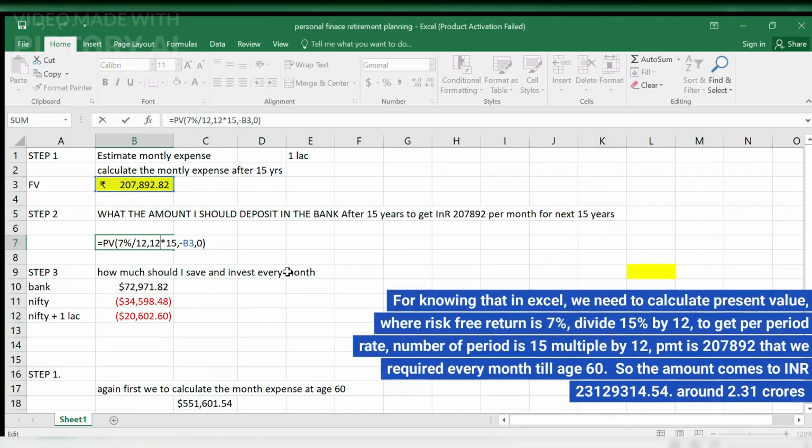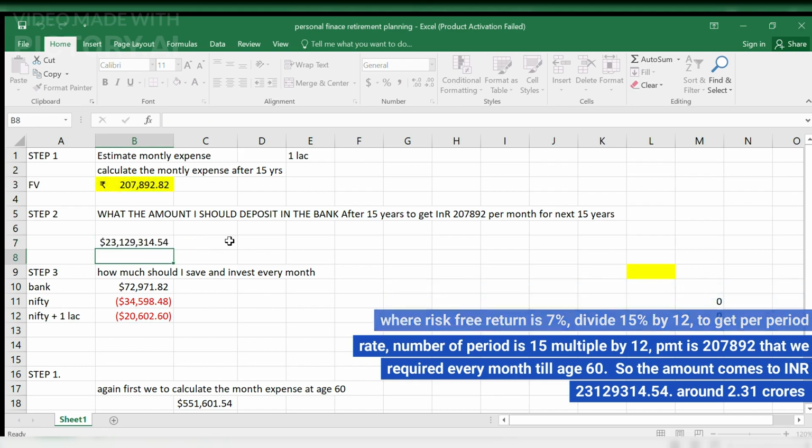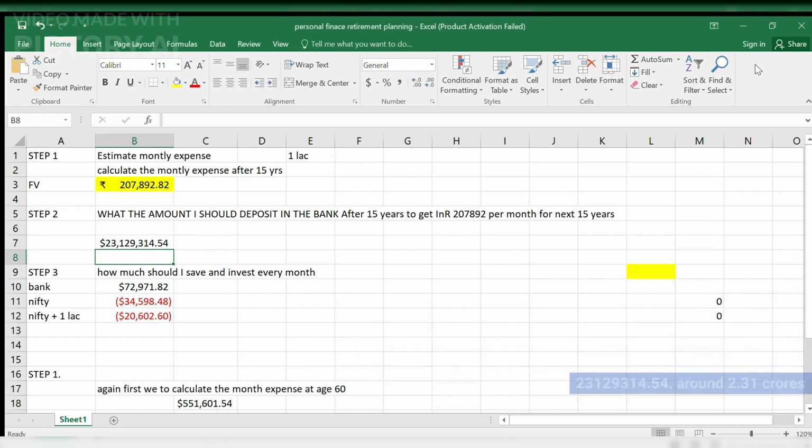For knowing that in Excel, we need to calculate present value, where risk-free return is 7%, divide by 12 to get per period rate, number of period is 15 multiplied by 12, PMT is 207,892 that we required every month till age 60. So the amount comes to 23,129,314 Indian rupees and 54 paise. Around 2.31 crores.